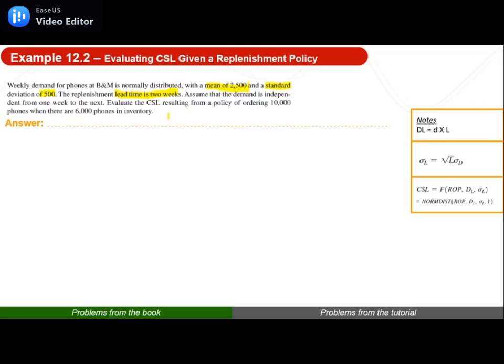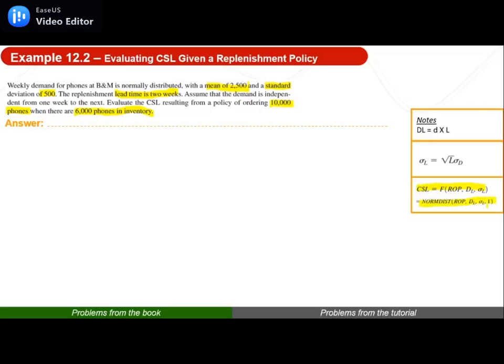We need to evaluate the cycle service level, or CSL, resulting from a policy of ordering 10,000 phones, or Q, when there are 6,000 phones in inventory, our ROP, the replenishment order point. CSL is the fraction of demand cycles in which we can fulfill our demand. The bigger the number, the better, of course. To evaluate the CSL, the formula is here.